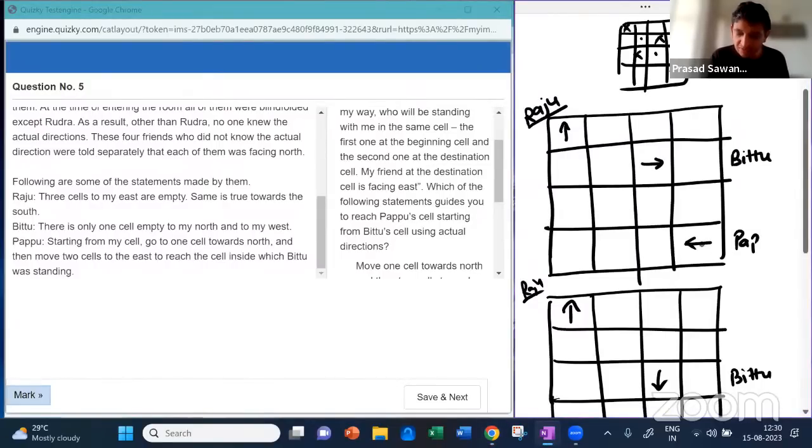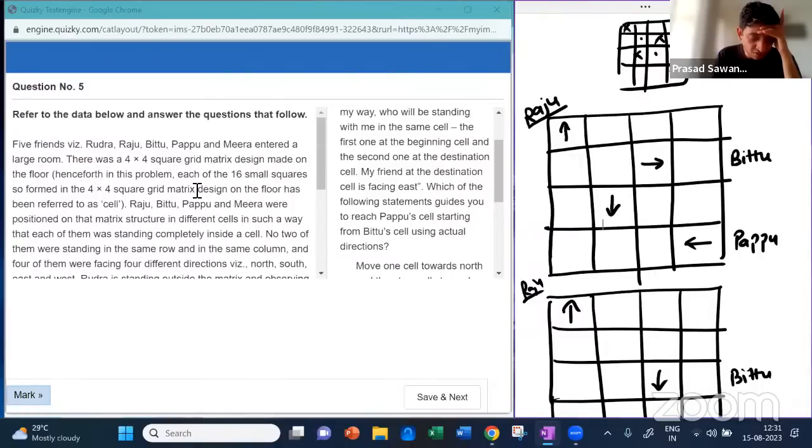So this I think is Pappu. One to the north and two to the east, he will reach Bittu. Okay. Now, according to this, the last direction is south, and the only cell left is this one. So this will basically be the last guy. Who is it? Raju, Bittu, Pappu, and Meera.